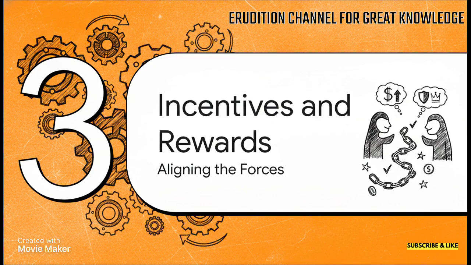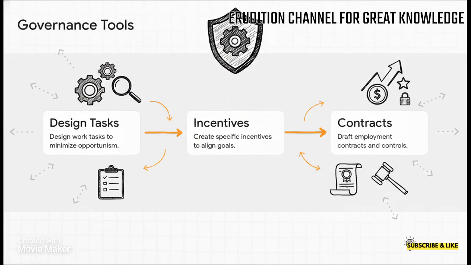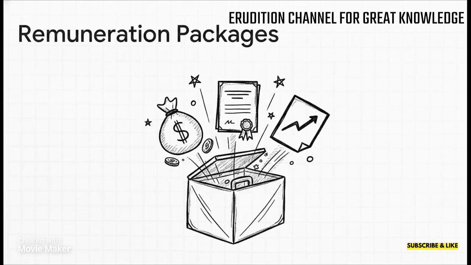Let's transition to Section 3, Incentives and Rewards. A firm can't just cross its fingers and hope for the best. It needs to actively design its structures to minimize opportunism by its agents. This means management has to deliberately design work tasks, create highly specific incentives, and carefully draft employment contracts and other control mechanisms. These are the practical governance tools used to force alignment between the principals and the agents. So what does this actually look like in practice?